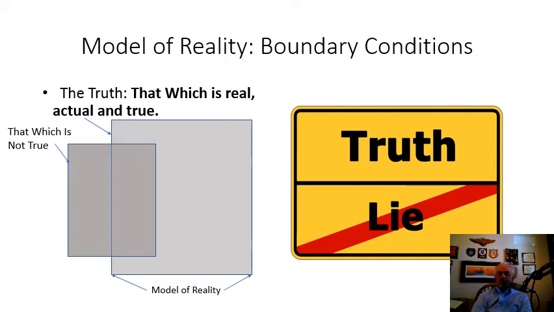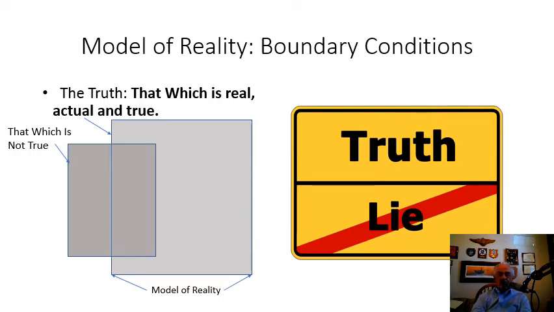The model of reality. What is the model of reality? There are boundary conditions around that which is real. And we have to be very methodical and very exact in our construction of the model of reality. The model of reality contains that which is true, that which is actual, that which is real. That which is not true does not fit within the model of reality.